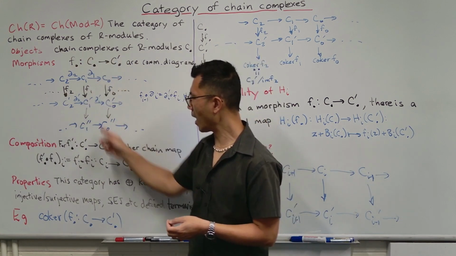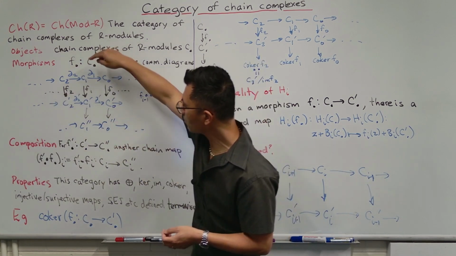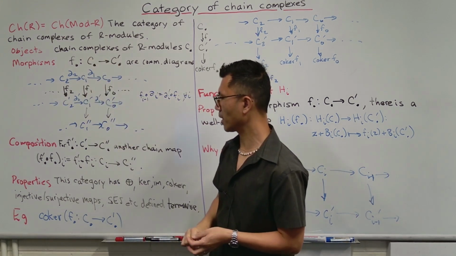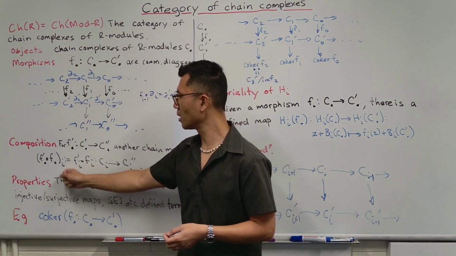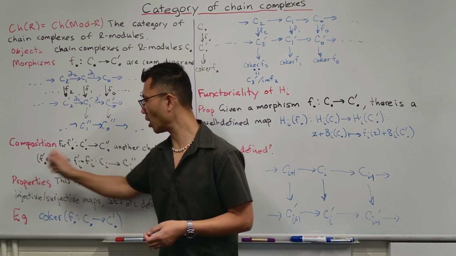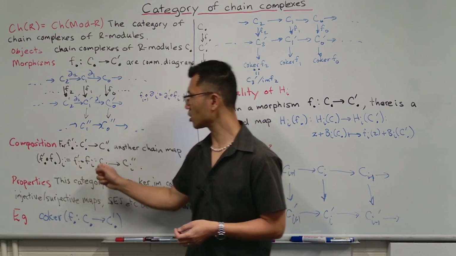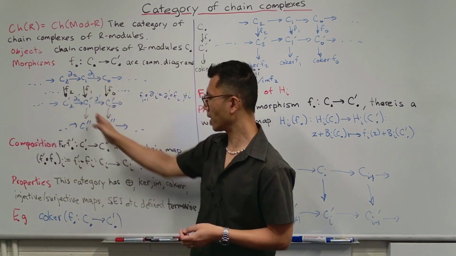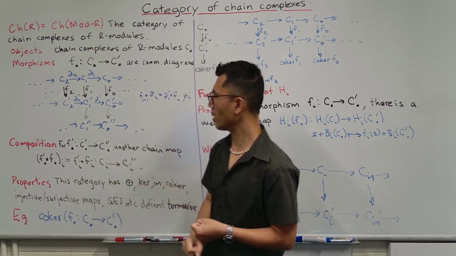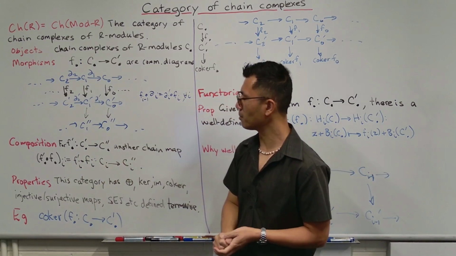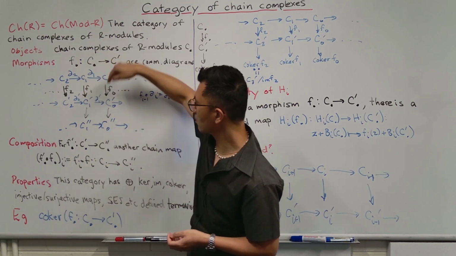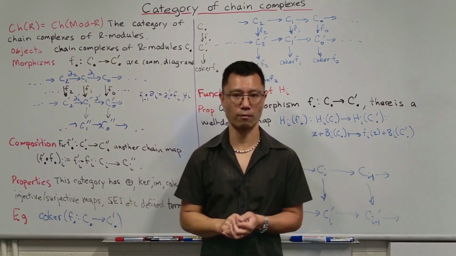I hope you can see how you can put in vertical maps from the top to the bottom. You just compose these two. So that's what you're going to do. In degree i, what is the composite of f dot with f prime dot? What you do is just take the ith components of the chain maps and compose them, and that'll go from C_i to C_i double prime. So basically, in degree 1, it will be just the composite of these two. Degree 0 is the composite of these two, and so forth.